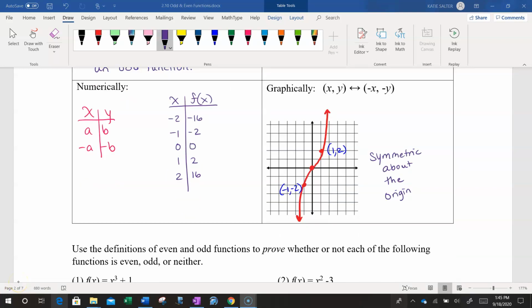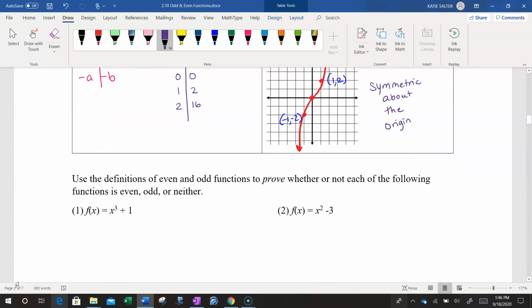The mistake that is sometimes made is students think in order for it to be an odd function, it has to pass through the origin, and that's not true. For example, y equals 1 over x, our reciprocal function, is an odd function, and it never passes through the origin. So just make sure you're always using the definition.